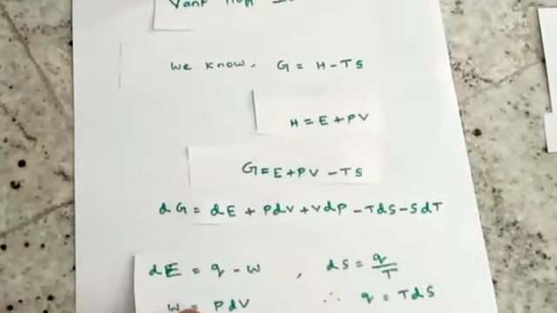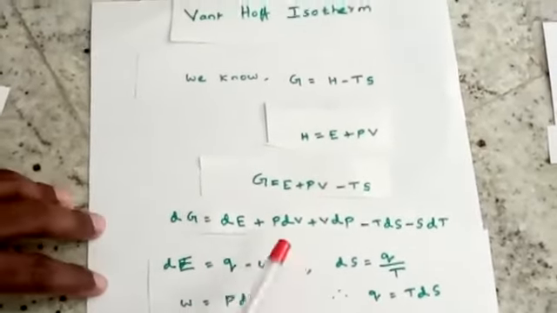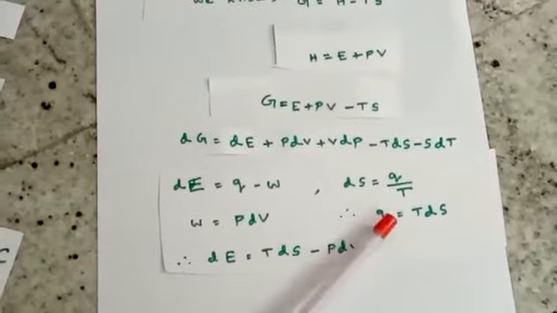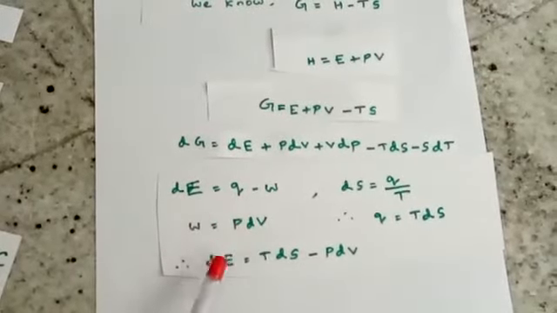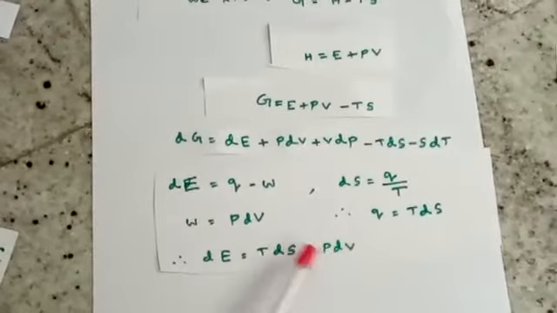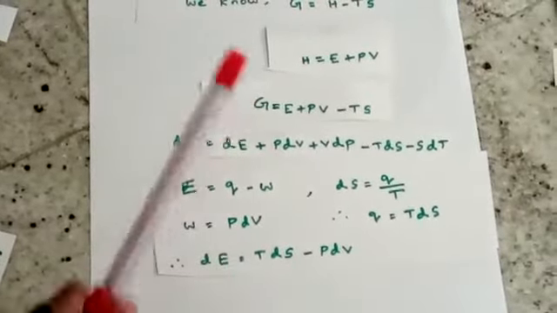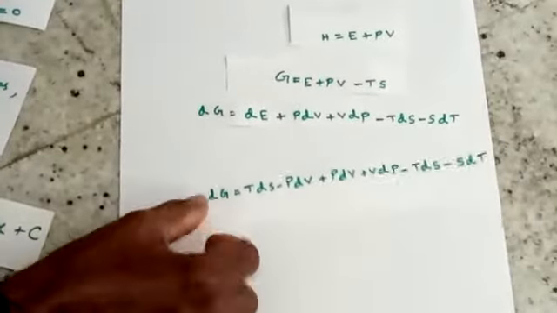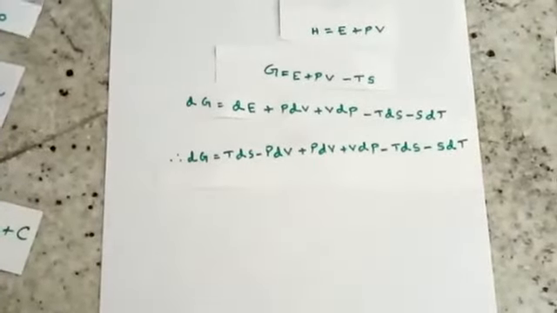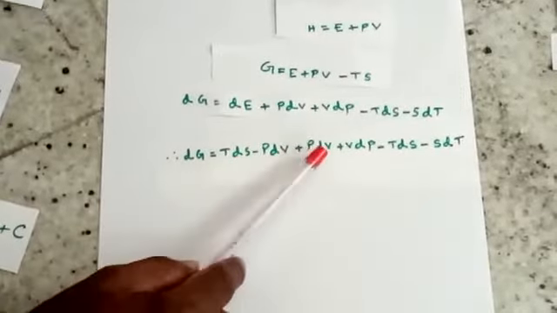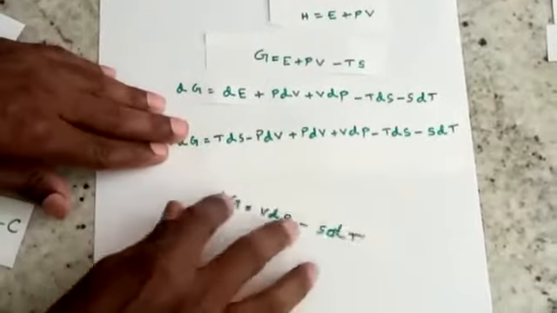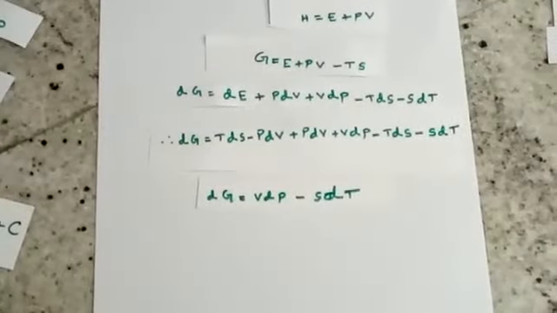But we know dE is equal to Q minus W and Q is equal to TdS. Substituting the values of Q and W, dE is equal to TdS minus PdV. Substitute the value of dE in the above equation: dG is equal to TdS minus PdV plus PdV plus VdP minus TdS minus SdT. PdV minus PdV gets cancelled, TdS minus TdS gets cancelled. So finally dG is equal to VdP minus SdT. This is the Van 't Hoff isotherm.